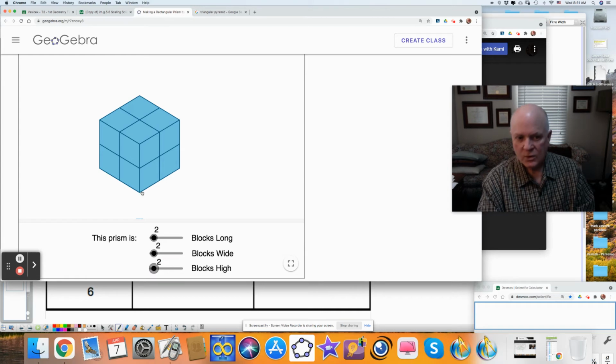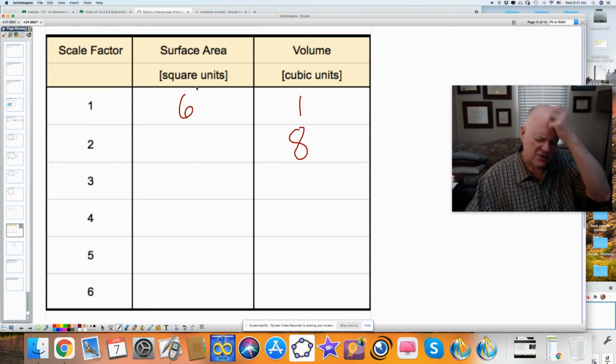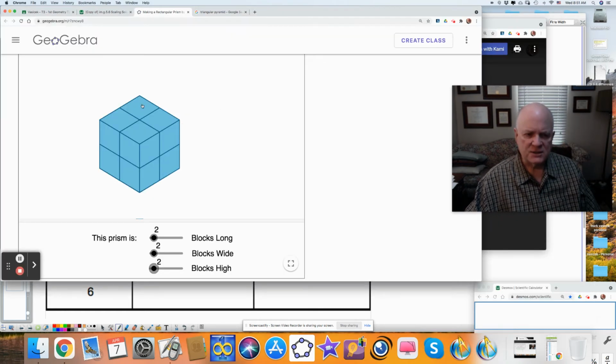Why? Well, you have times 2 in the length, times 2 in the width, and times 2 in the height. So this volume, when you double the edge lengths, is going to be 8. And that goes in the table here. Now, you should try to fill this table in on your own. I'll do it right now for you. The surface area, each one of these faces, like this top one, has an area of 2 times 2, that's 4. And there's 6 faces. So it's 6 times 4, which is 24.